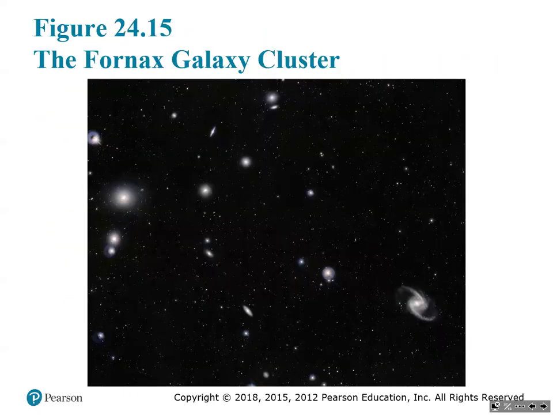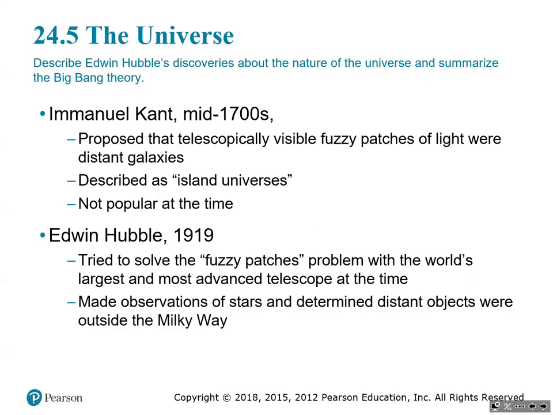And we didn't start to realize that galaxies were actually separate galaxies made of millions and millions of stars until Edwin Hubble started observing them in the 1920s or so. It was originally proposed by Immanuel Kant in the mid-1700s that possibly these telescopically visible fuzzy patches of light were distant galaxies, and he described them as island universes, but it wasn't popular at the time, and it wasn't really picked up because no one had actually seen stars in them.